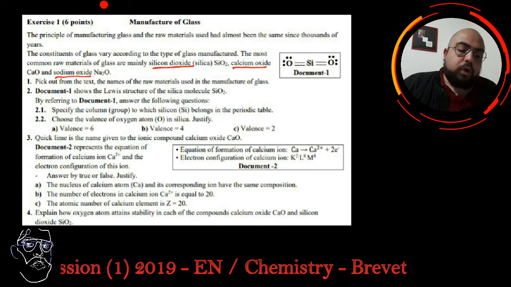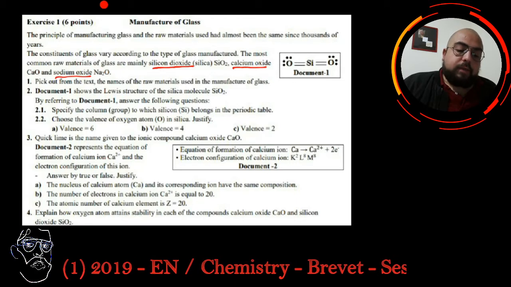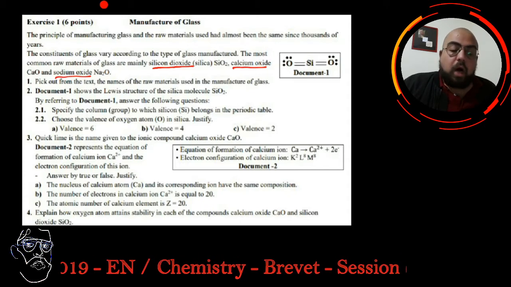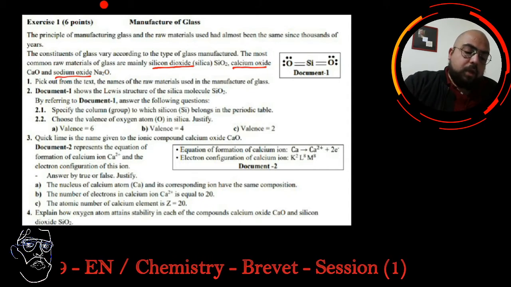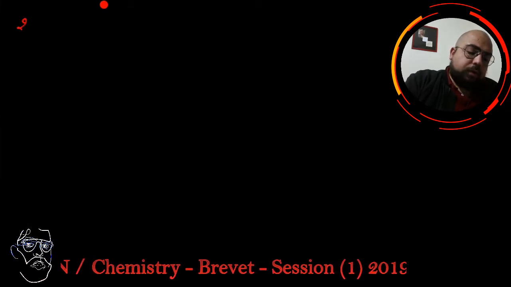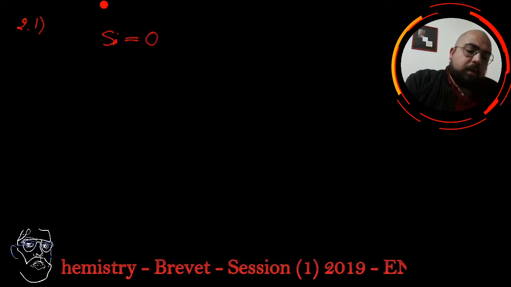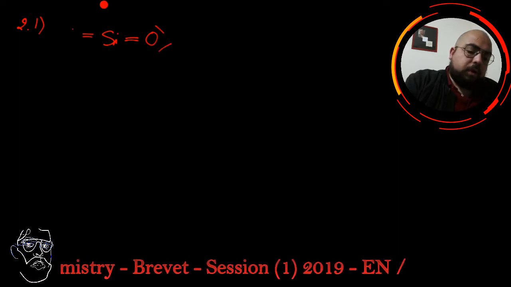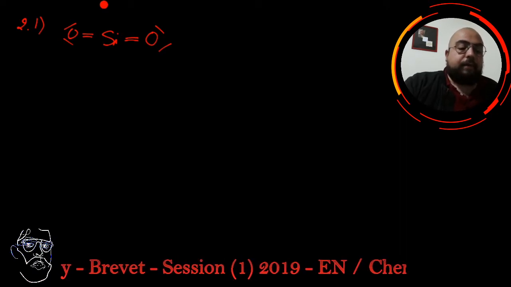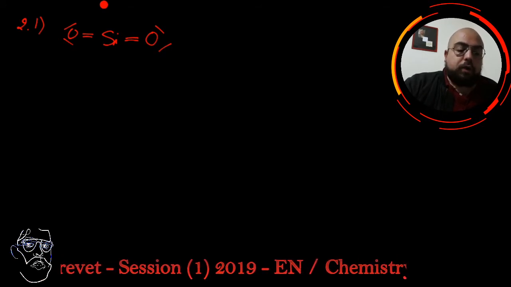Document 1 shows the Lewis structure of the silica molecule SiO2. By referring to document 1, answer the following questions. Specify the column or group to which silicon, Si, belongs in the periodic table. So I'm going to write down the formula of SiO2. So this is 2.1. We have Si making a double covalent bond with the first oxygen and another double covalent bond with another oxygen. So as you can see, you have two double covalent bonds with two oxygens.